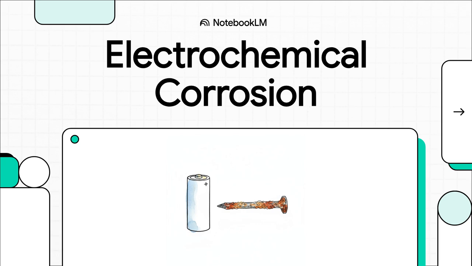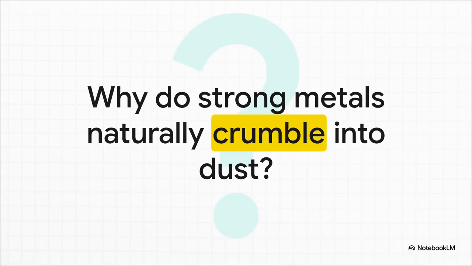completely different light. I mean, think about it for a second. Why do these incredibly strong, heavy, resilient metals just naturally crumble into flaky dust? We see rust literally everywhere, so it's super easy to dismiss it as just an inevitable side effect of leaving metal out in the rain.